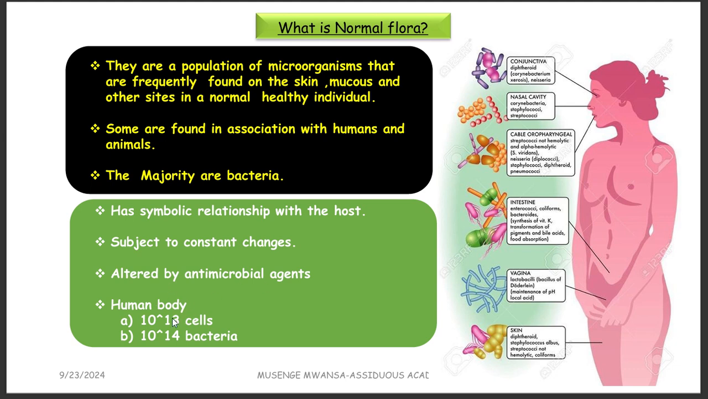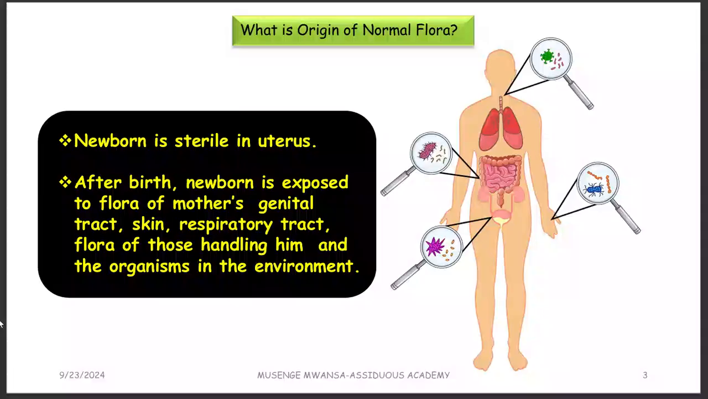You can actually see the human body contains 10 to the power 13 cells, but it contains 10 to the power 14 bacteria. In other words, we are more bacteria than we are cells. That's the meaning, right? So we have got a lot of bacteria.